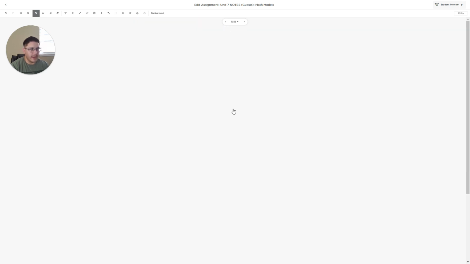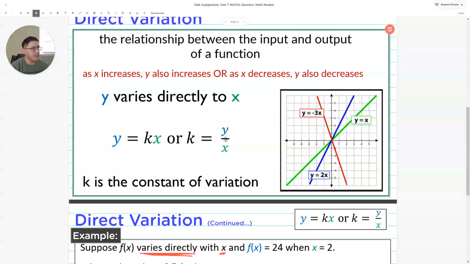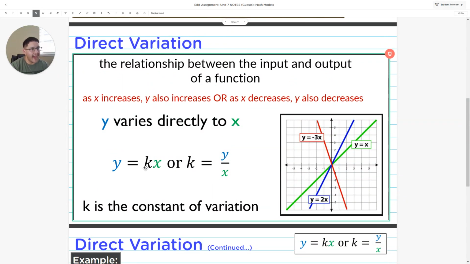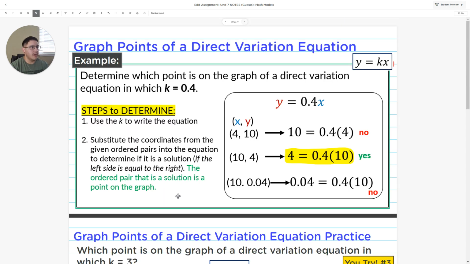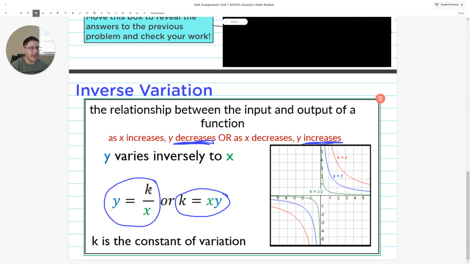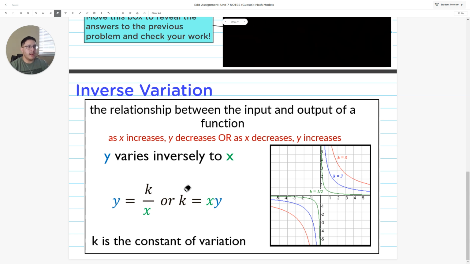And again, look at direct variation. Direct was y equals kx, and then k is equal to y divided by x. And then inverse is y equals k over x, and then k equals x times y. So they are different. However, a lot of the problems are going to be the same in trying to solve them. You just got to make sure you pay attention when they say either it varies directly or it varies inversely. That'll tell you which set of equations you need to use to solve the problem.